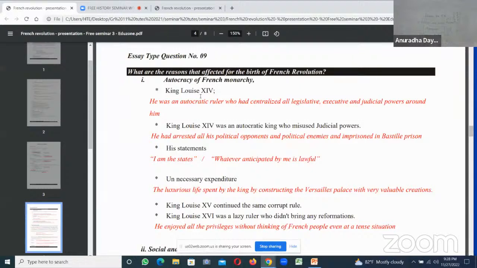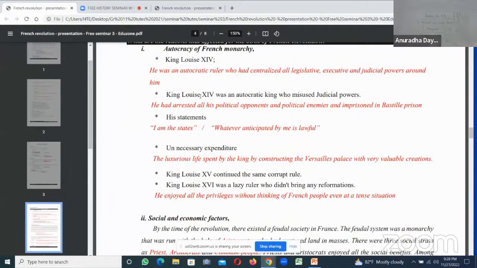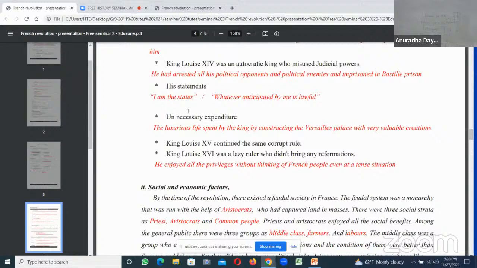So the second heading I have taken is social and economic factors. Under that, I have given you a paragraph as an example. By the time of the revolution, there existed a feudal society in France. The feudal system was a monarchy that was run with the help of aristocrats who had captured land in masses. There were three social strata: priests, aristocrats, and common people.